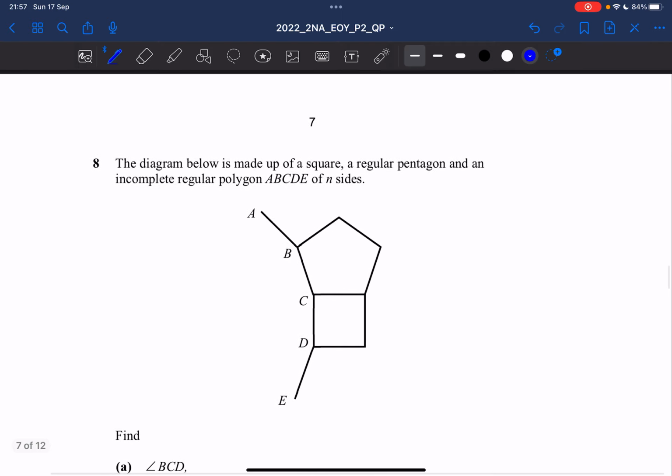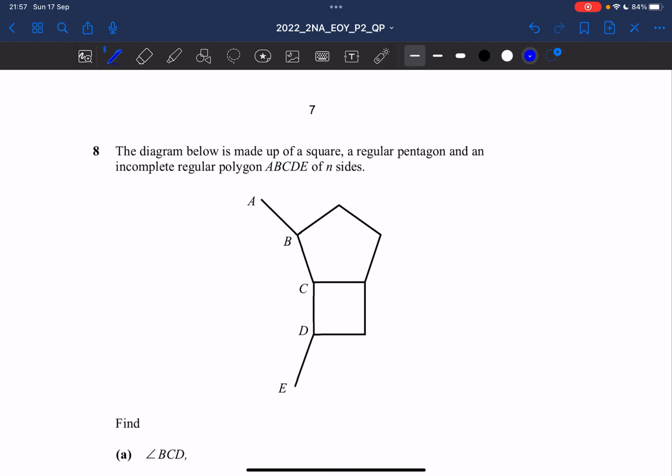Now question 8. The first question, they ask us to find BCD. So wait, this is a square, so this is 90 degrees.